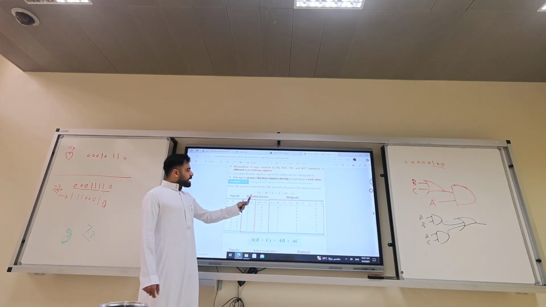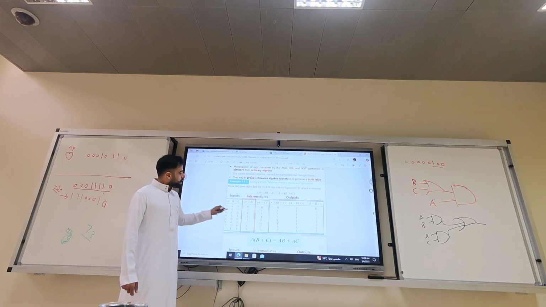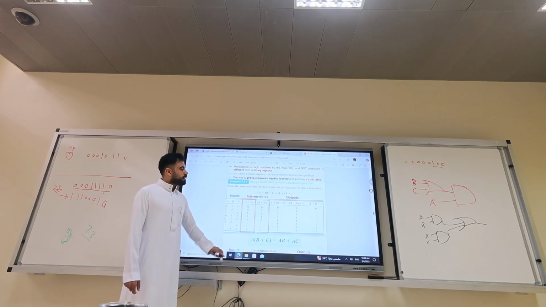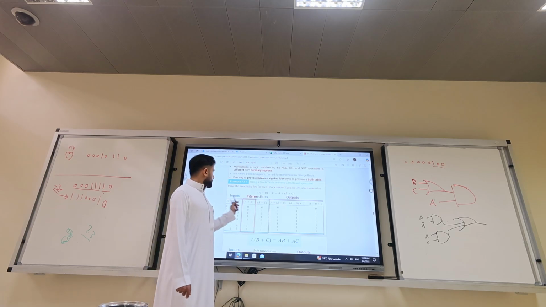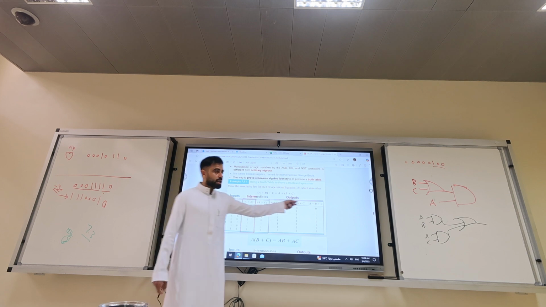The intermediate signals: check A or B, and B or C. So A ORed with B: 1, 1, 1. B ORed with C: 0, 0, 1s, everything else is 1 except these two. And then you do the OR operation between A and this, or C ORed with the red one. And this is the output.